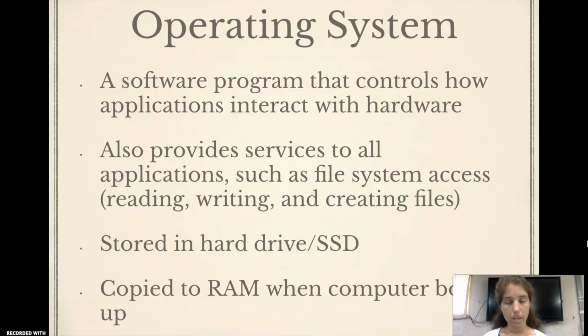The reason we copy your operating system to the RAM is the RAM is a lot faster to work with, and we want our operating system to run quickly. So we copy all the instructions that are stored in the operating system program into the RAM so then our CPU can read them really quickly and follow them.